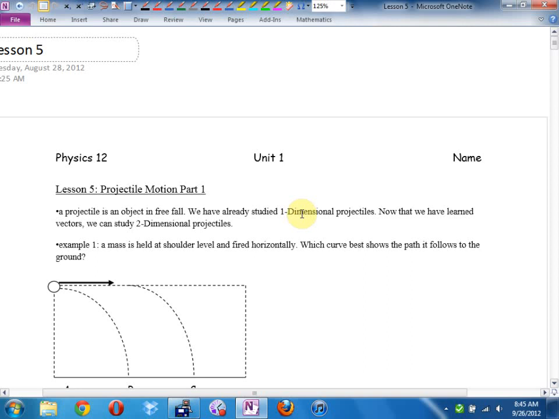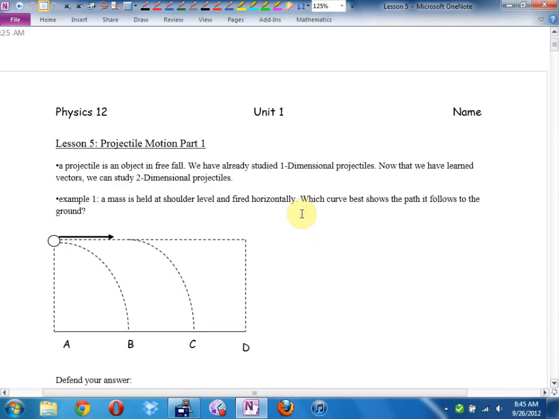So, lesson 5, projectile motion, part 1. We're going to actually be spending 3 lessons on this. Part 1, part 2, and then yucky weird ones, one of which will be on your test.